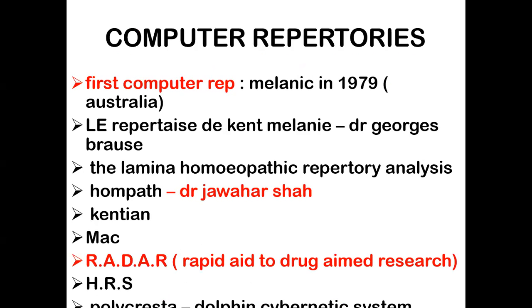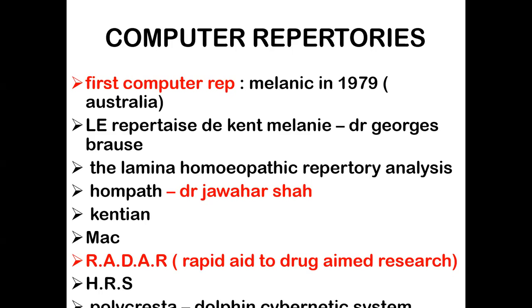Now, computer repertories. The first computer repertory was Malenic in 1979 in Australia. Other repertories: D. Kent, Malenic, Dr. George Browse. It's again an important question. The Lamina homeopathic repertory analysis, HomePath by Dr. Jawahar Shah. It is again important. Cantian, Mac, Radar. Radar is again very important.